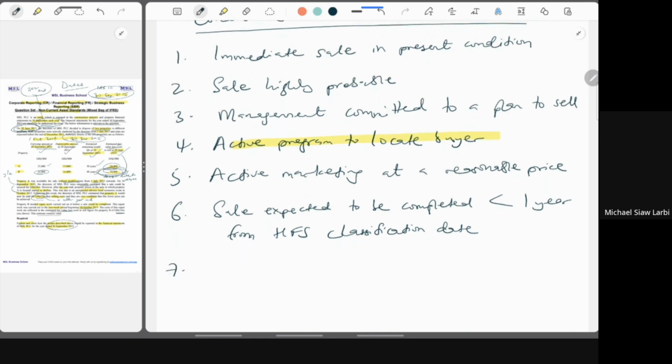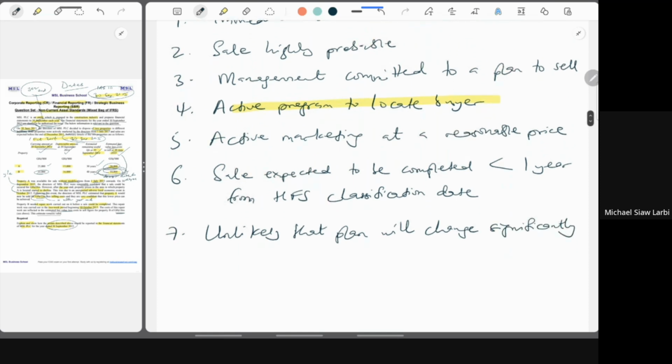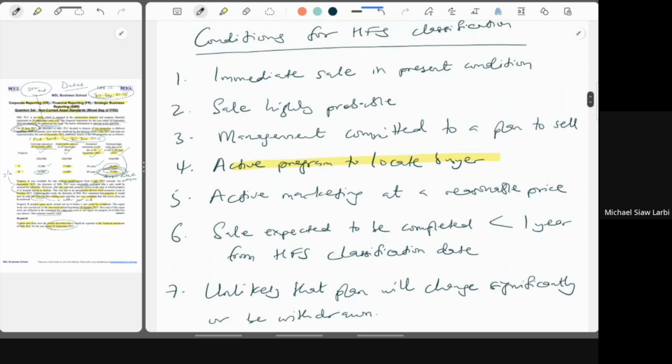Then the plan: it should be unlikely that the plan will change significantly or be withdrawn. So you can see it's a very high standard you need to meet if you want to be able to hold your assets as held for sale.